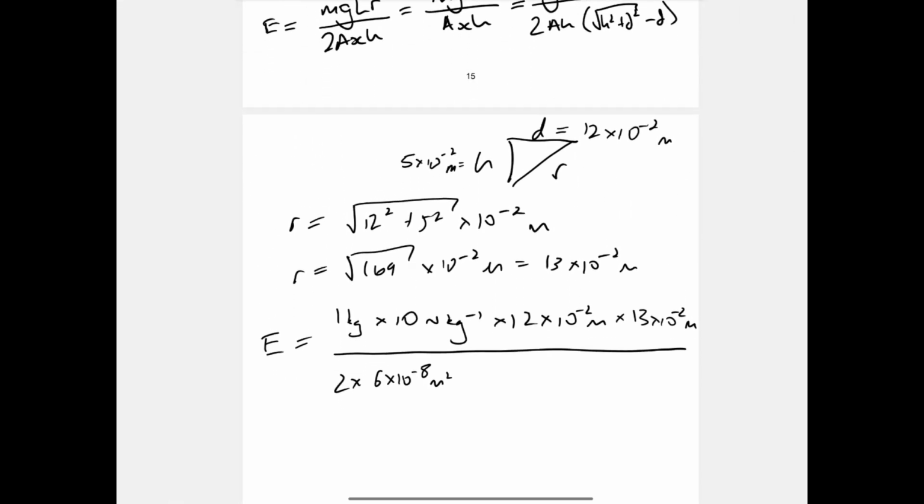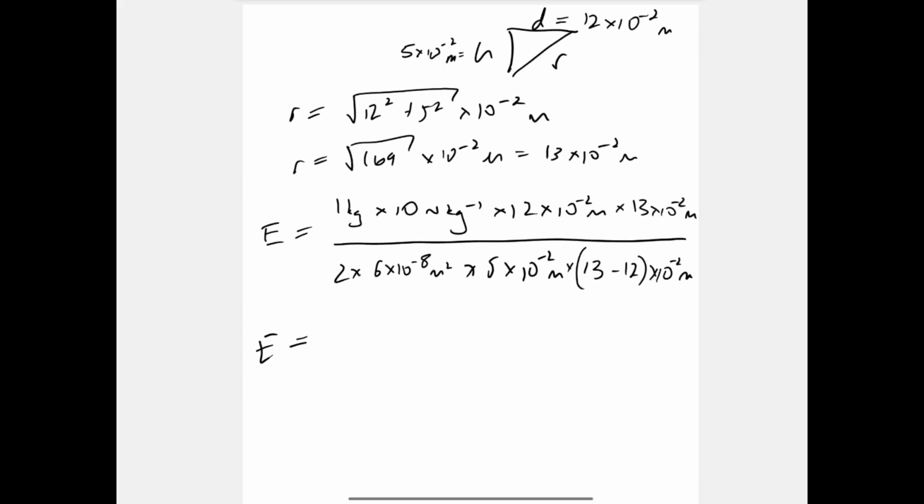And then H is times 5 times 10 to the minus 2 meters times what? R minus D, which is going to be 13 minus 12 times 10 to the minus 2 meters. Then anyway, we can do some cancelling. There's going to be 1, so we don't have to worry about that. We also don't need to worry about that. Take out the 2 and the 5. Take out a factor of 6 there, so we get 2.